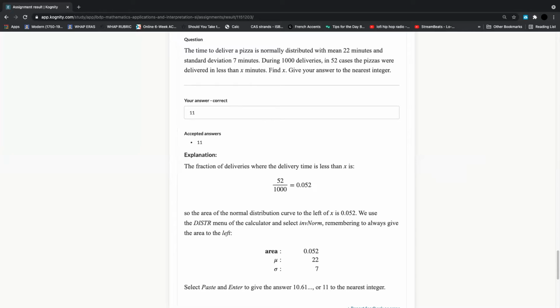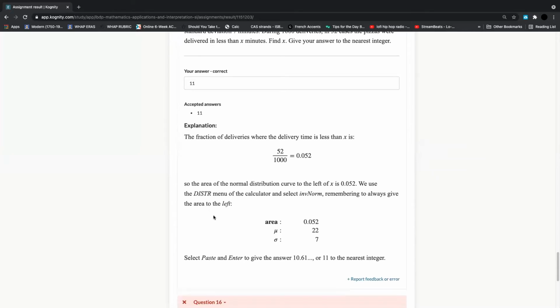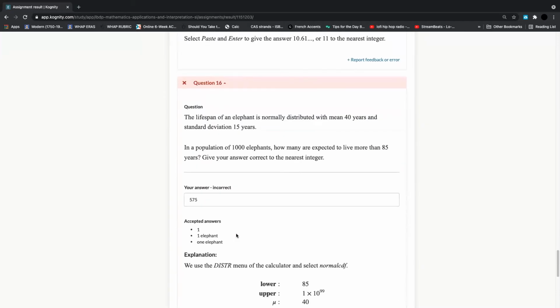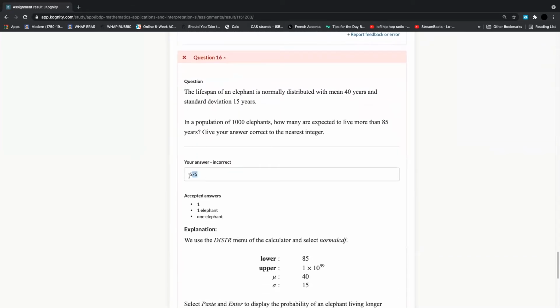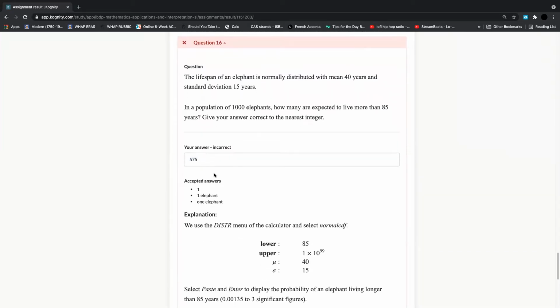Moving on to 16. Okay, ignore my answer. It was late and I just put in a random number and turned it in. So the question: the lifespan of an elephant is normally distributed with a mean of 40 years and a standard deviation of 15 years. In a population of 1,000 elephants, how many are expected to live more than 85 years? Give your answer to the nearest integer.